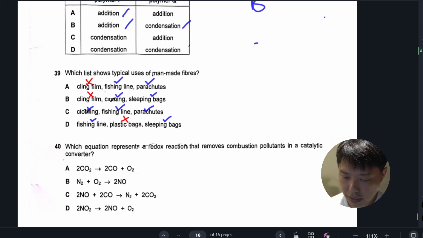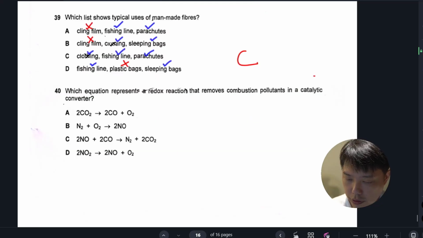Okay, question 39. This one you need a little bit of memory work in your learning outcome for macromolecules. For man-made fibers, we don't include cling film and plastic bags. The rest are all okay. So the only one which has all three for man-made fibers is option C.